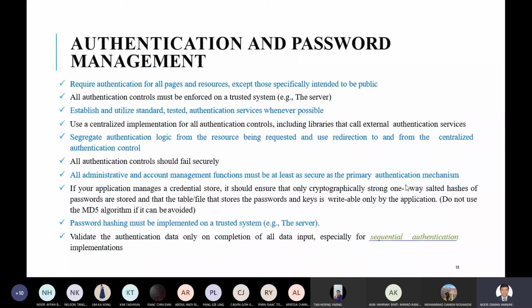Then the next is authentication and password management. Generally, software engineers will say the password should be maintained, it should have this much length, it should have the option for a forgotten password, and it should follow different standards. But there are so many things we need to consider.